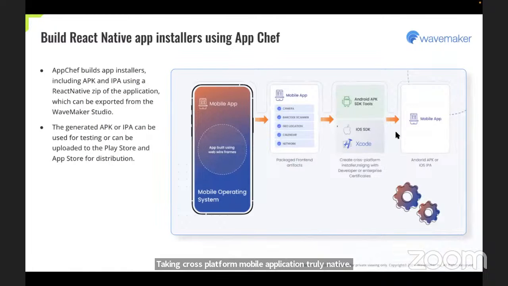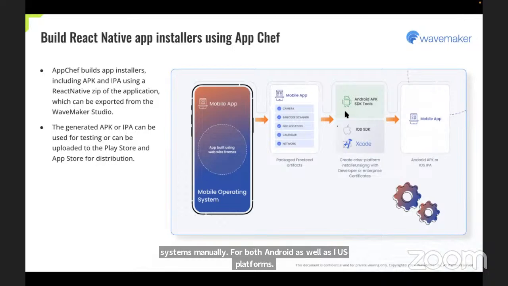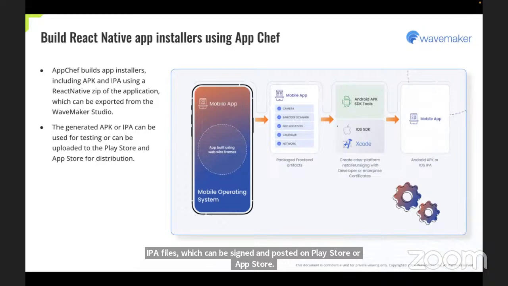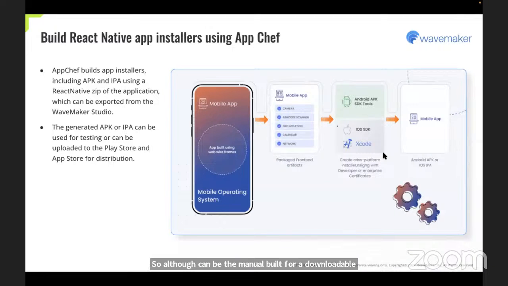The automated build process for a native application within WaveMaker can be used to generate an .apk or .ipa file. Downloading compatible zip files can also be used to build systems manually for both Android as well as iOS platforms. Further, WaveMaker supports the build for mobile applications in multiple ways. The first is build for Android or iOS to generate APK or IPA files, which can be signed and hosted on the Play Store or App Store. The other is the manual build for a downloadable zip file, which can be further developed.